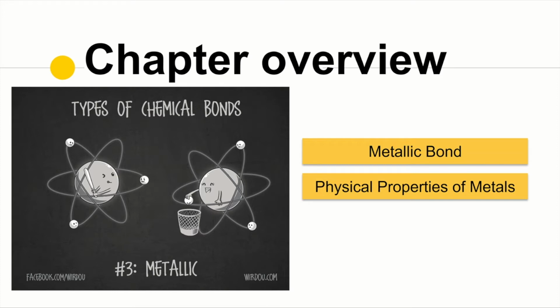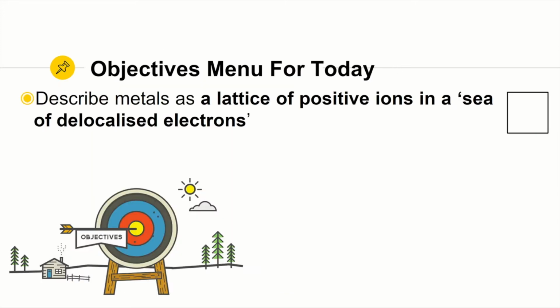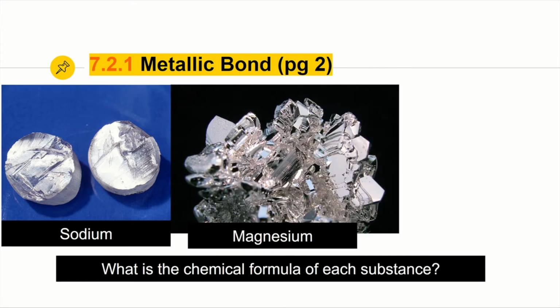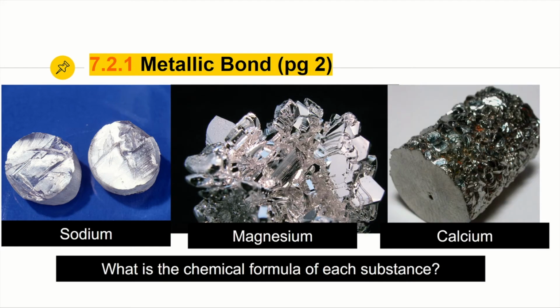Anything that we have learned so far, we learned the bond, and because of this bond, the type of properties that they have. So the first one, metallic bond. The learning objective for this part is to describe and define what is a metallic bond. There are various types of metals like sodium, group 1, and then group 2, magnesium, and calcium. From the periodic table, if I ask you what is the formula of sodium, magnesium, calcium, you will be able to tell me sodium is Na, magnesium is Mg, and calcium is Ca.